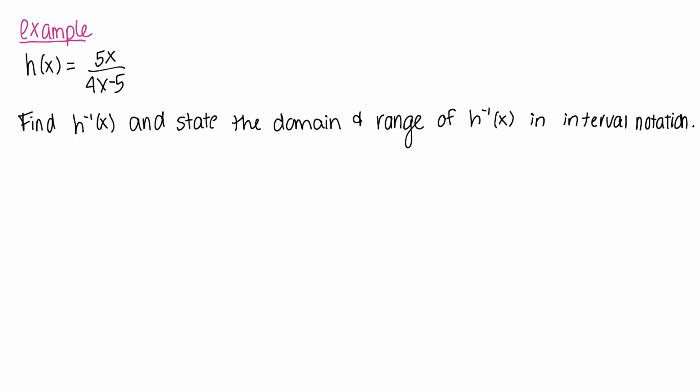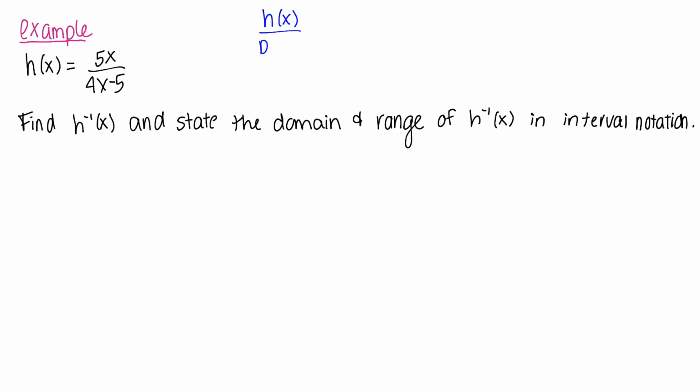So we have h of x is equal to 5x over 4x minus 5. And we want to find h inverse of x. And then it says we need to state the domain and range of h inverse of x in interval notation. So this is where something really important comes into play. When you have domain and range of a function, the inverse function takes the domain and range and it just flips them.